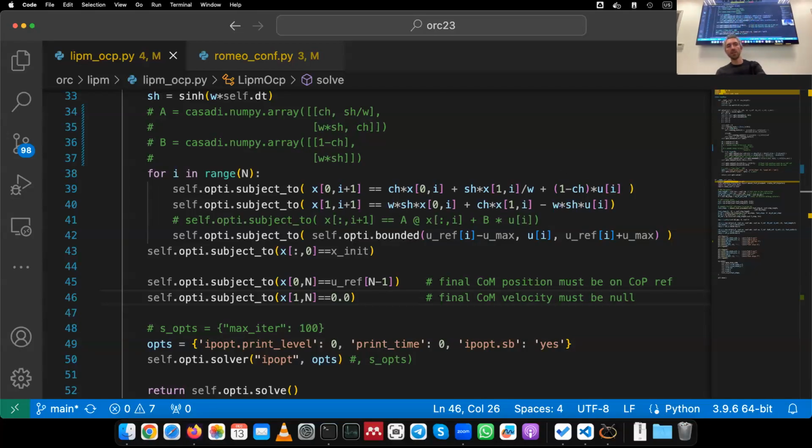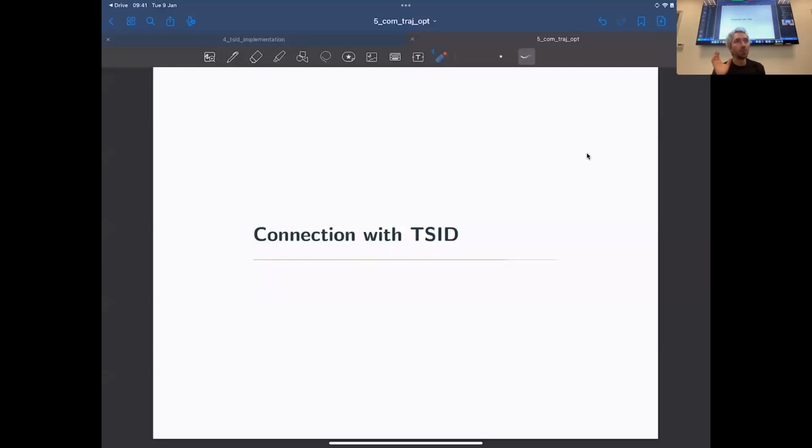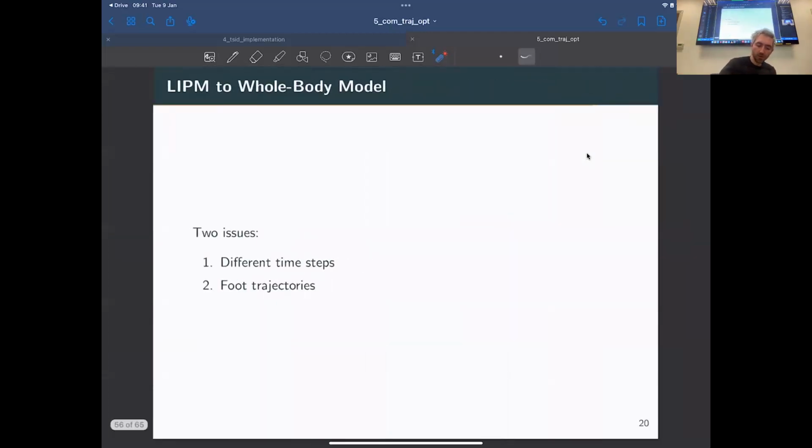to start discussing, once we have a reference trajectory for the COM, how do we connect this trajectory to task space inverse dynamics to make this run on the complete model of the robots? So we have two issues which we haven't addressed so far. One is the time steps. So when we are doing trajectory optimization with LIPM, we are using a quite large time step. I probably didn't show you, but it's 0.1.